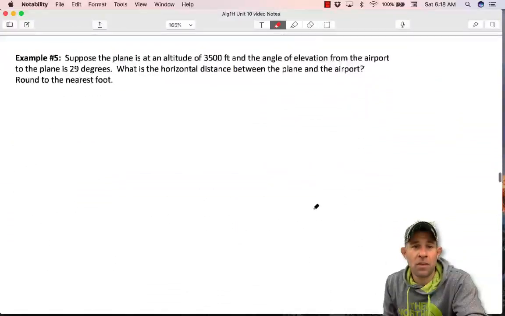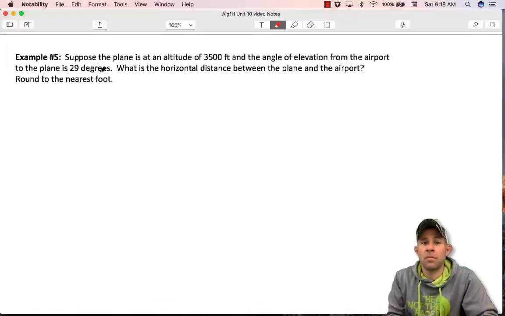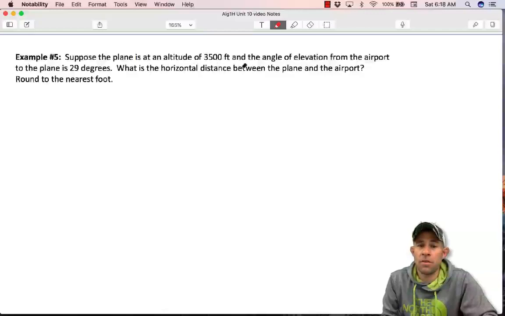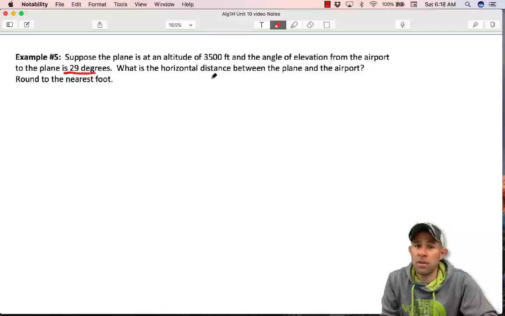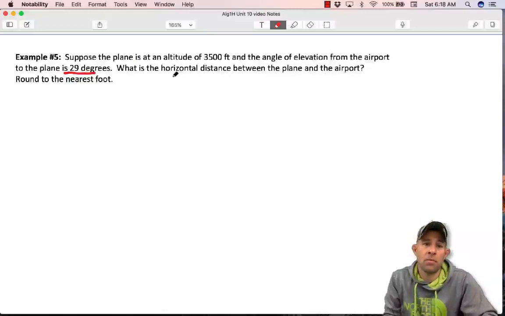All right, one more example for today. It says suppose the plane is at an altitude of 3,500 feet and the angle of elevation from the airport to the plane is 29 degrees. What is the horizontal distance between the plane and the airport? Round to the nearest foot. All right, let's start off by sketching out our picture here.